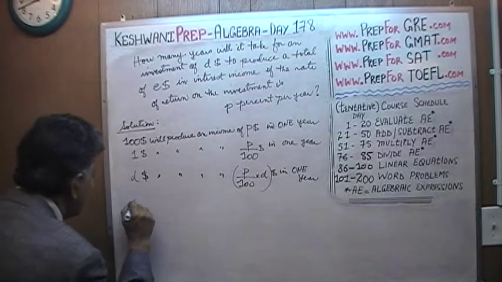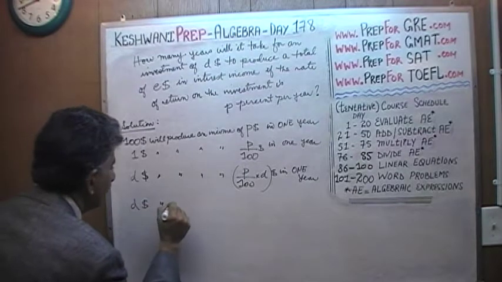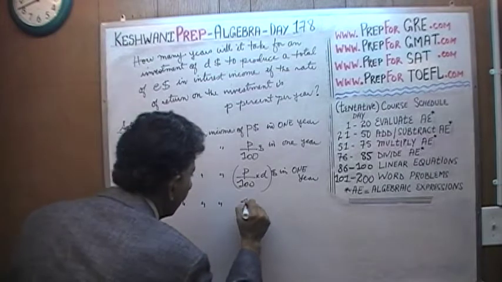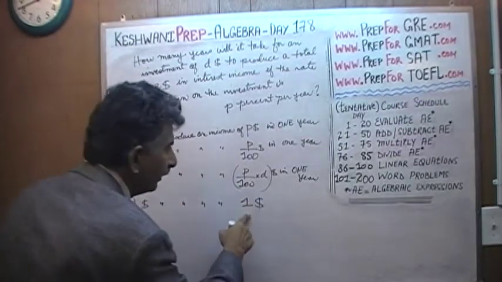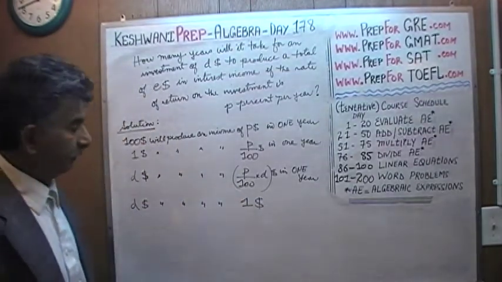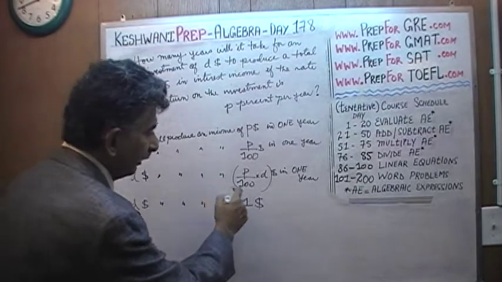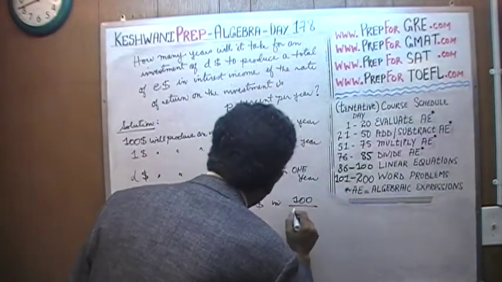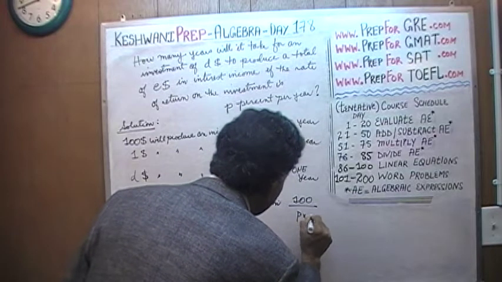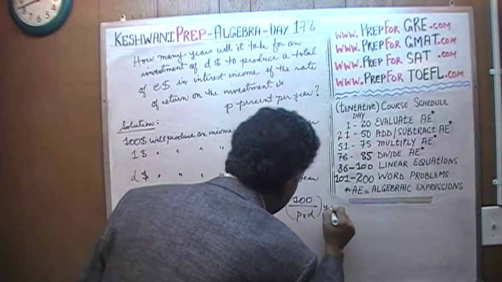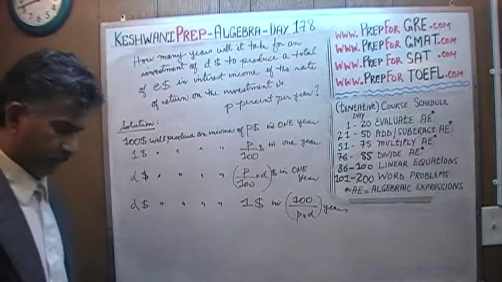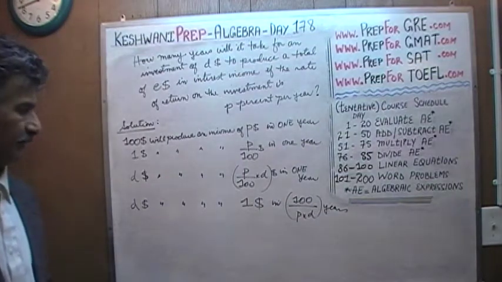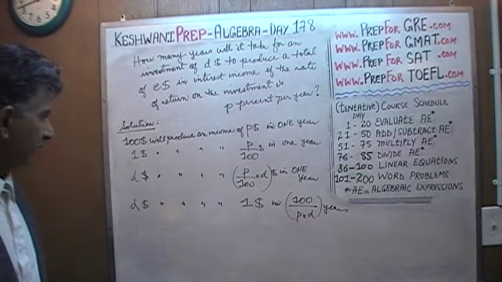If you were to earn the same amount of money, D dollars will produce an income of $1, in how many years? Well, you have to take the reciprocal of this. It's going to be 100 over P times D years. Let me give you an example to help you understand.